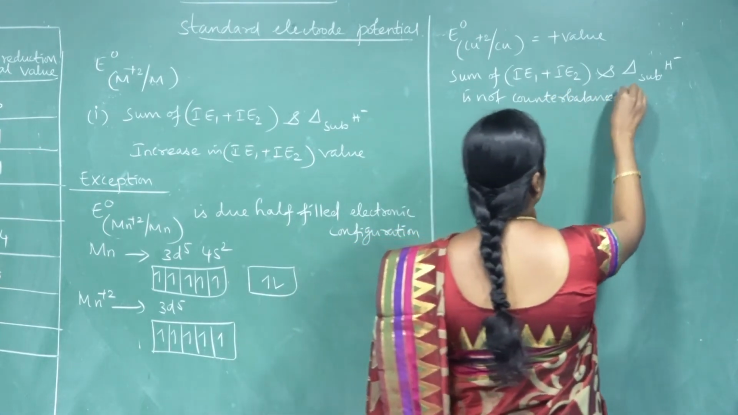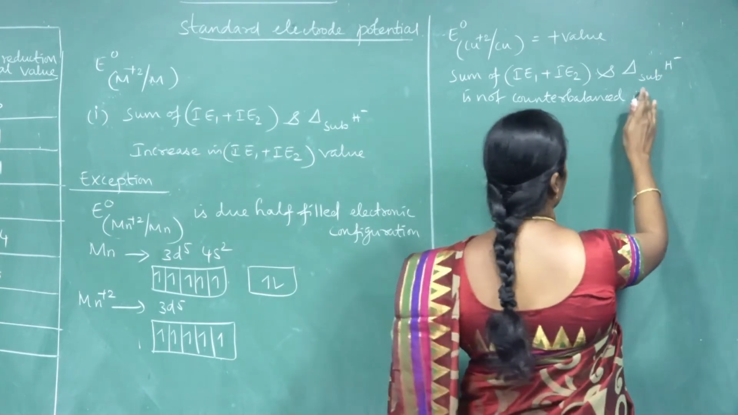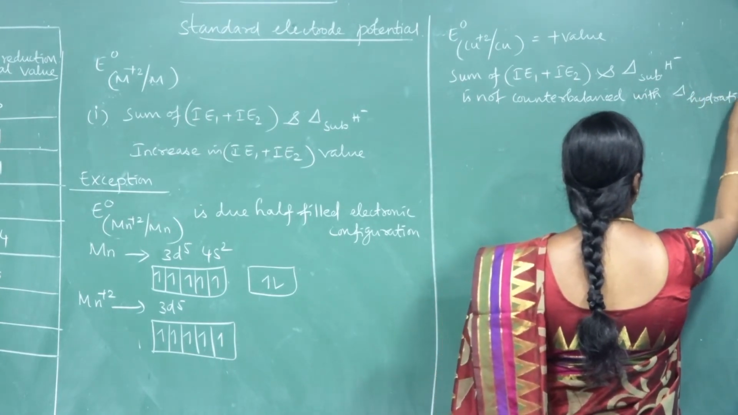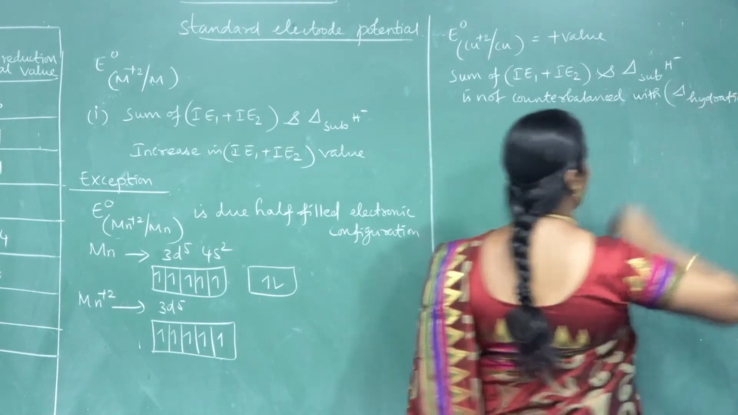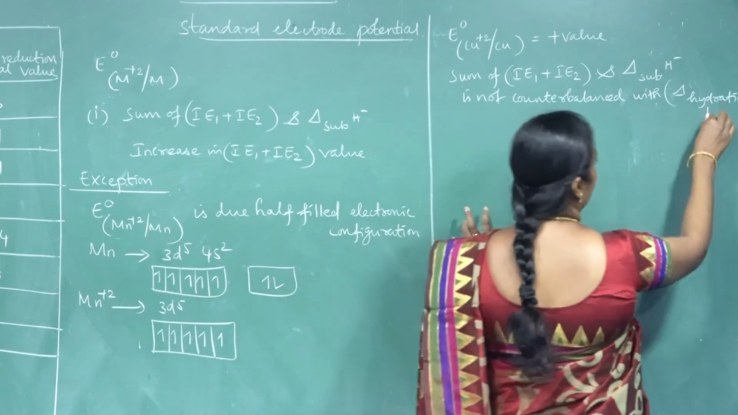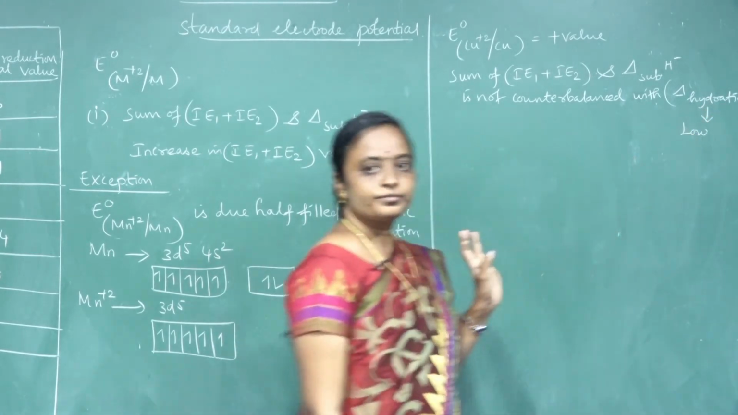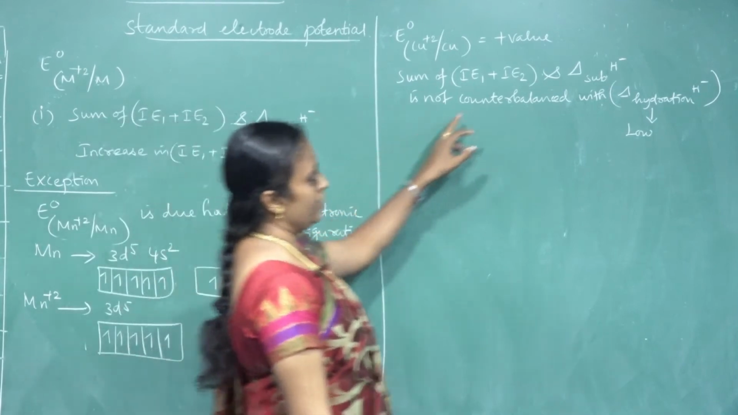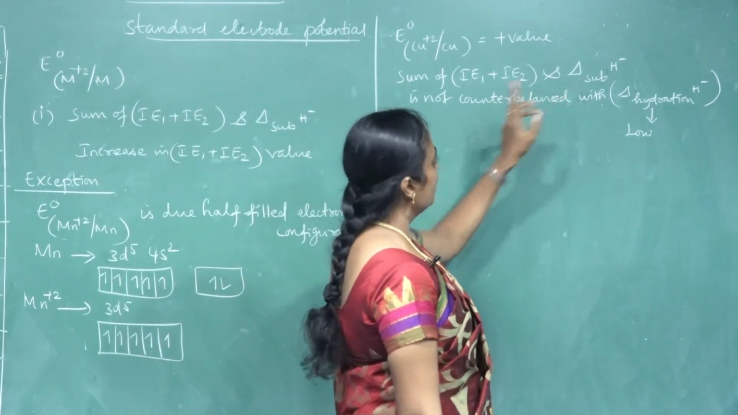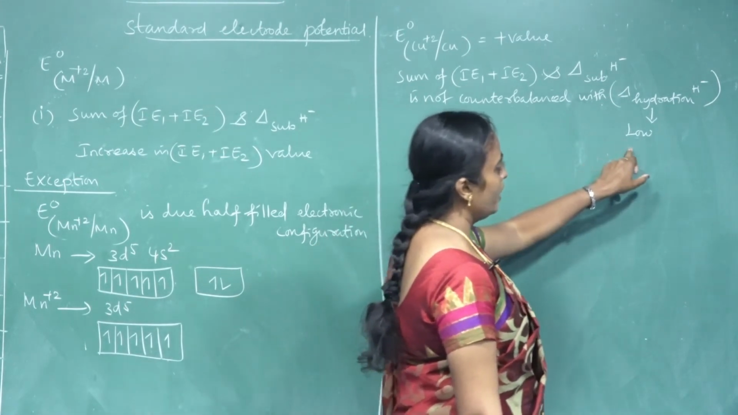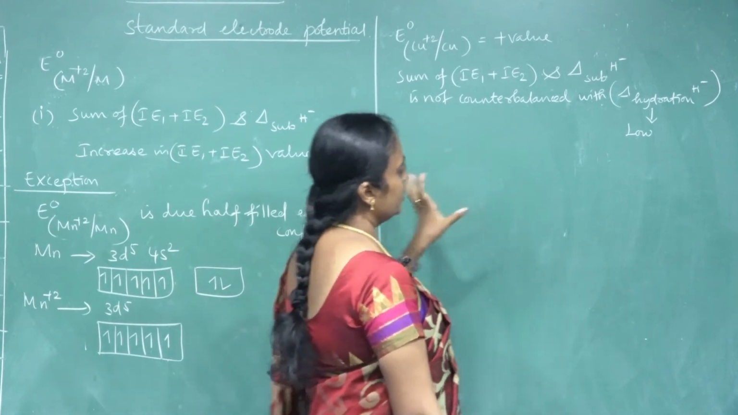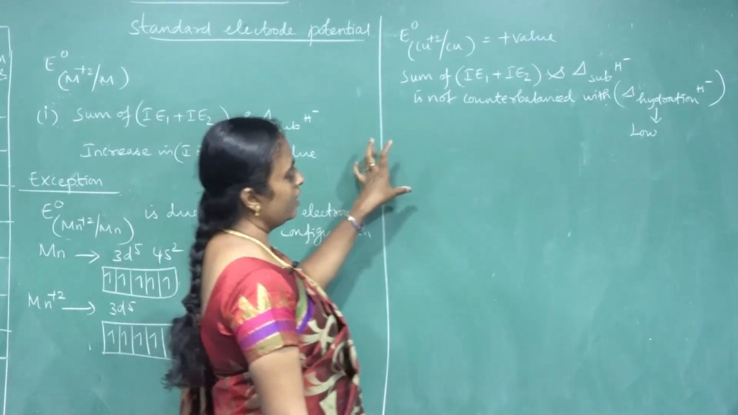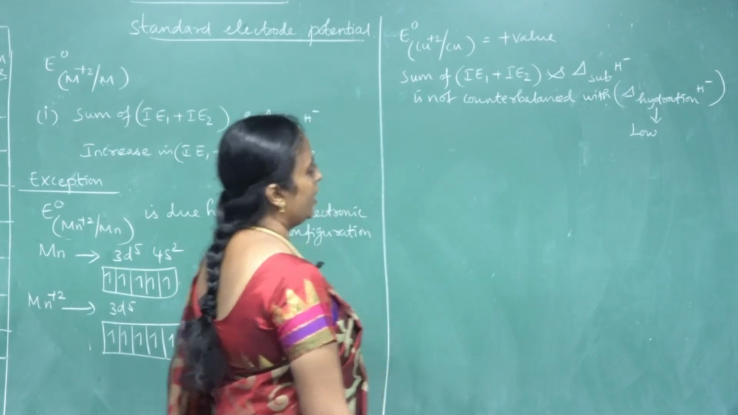It is not counterbalanced by the hydration enthalpy, because of getting a low hydration enthalpy value. So usually the sum of ionization energy and enthalpy of sublimation is not counterbalanced with the low value of enthalpy of hydration. For this reason only, when copper 2+ is converted into copper, we are going to get the standard electrode potential value positive. We are discussing like this.